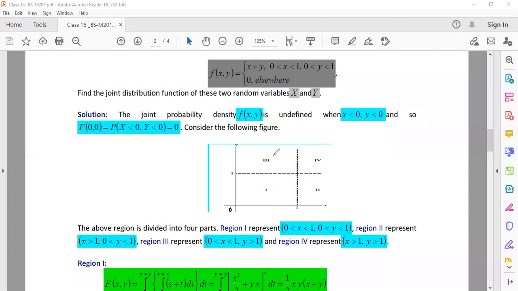What is happening in region 3? In region 3, just the opposite is happening. y has crossed the limit 1, so I am writing here y greater than 1, and x is lying between 0 and 1. x is still bounded by the limit 0 and 1. And region 4 is where both of these variables have crossed the limit of 1, so here x is greater than 1 and y is greater than 1. So I think you do not have any problem in understanding the region of interest.